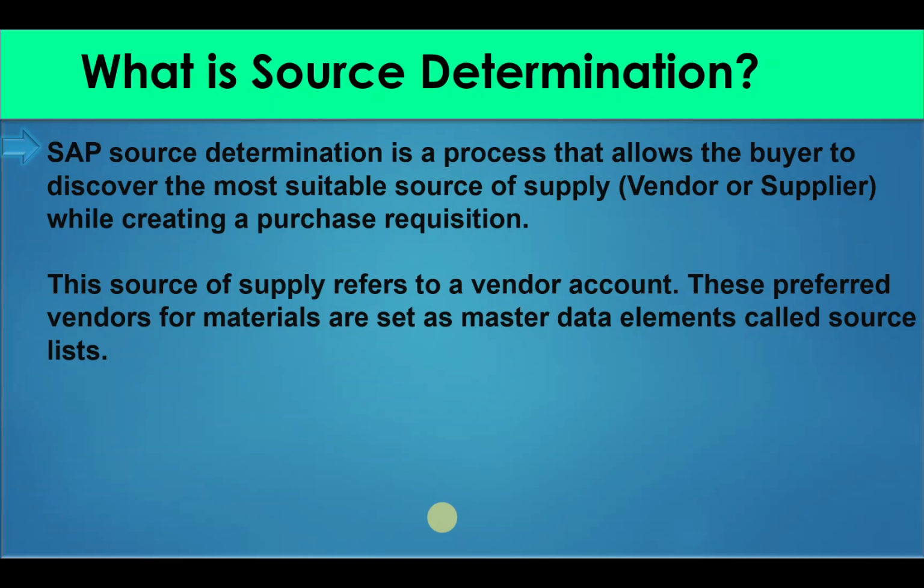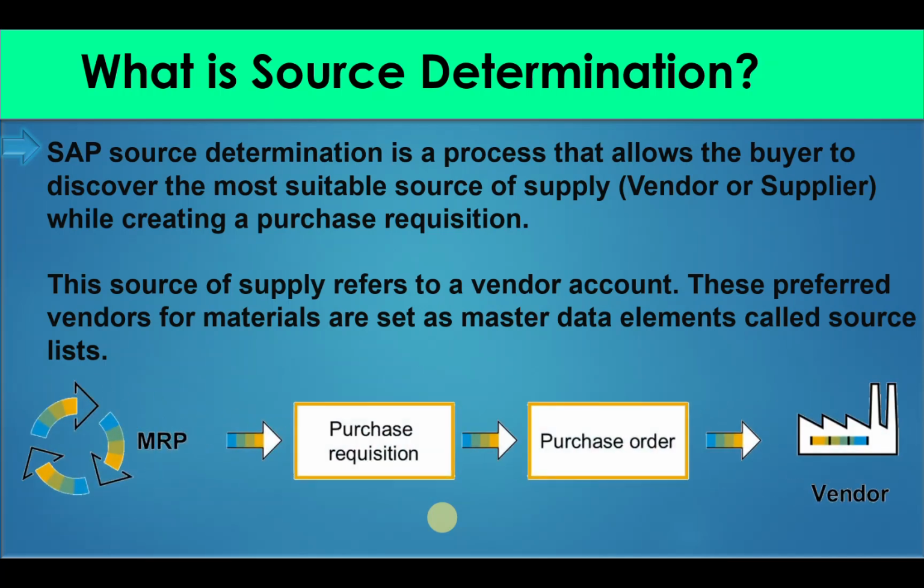But note that in S4HANA, source list is not the main master data, because in S4HANA with the simplifications, this source list no longer gets highest priority. But yes, we can use that, but in S4HANA it is not necessary to maintain the source list every time. So that is the simplification done in S4HANA. We will see in detail in upcoming slides.